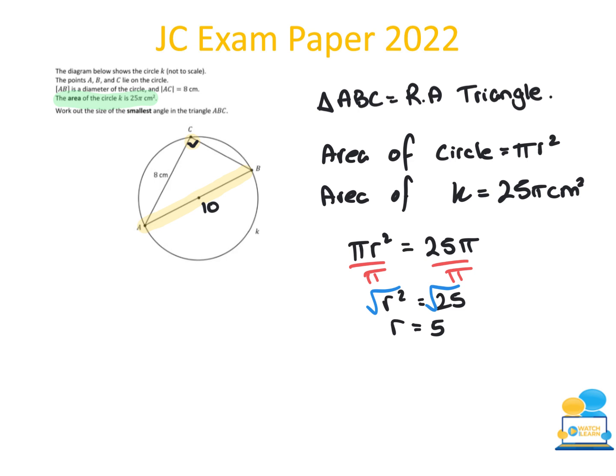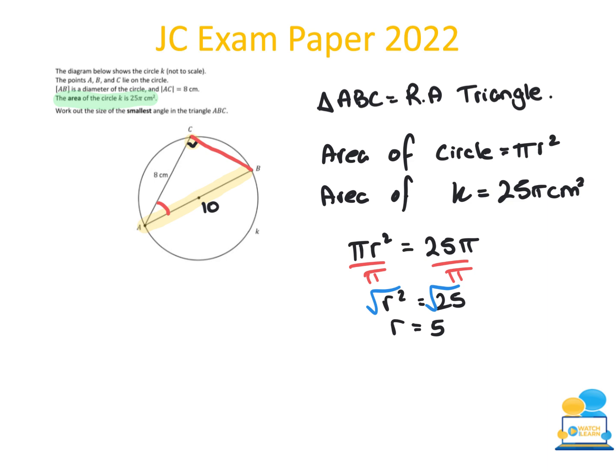I can now use my trig ratios from the trigonometry chapter to help me find the smallest angle. The smallest angle will be opposite the smallest side. We can see from the diagram that the smallest side is BC. So the smallest angle must be the angle at A.